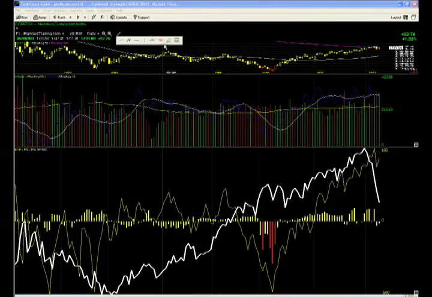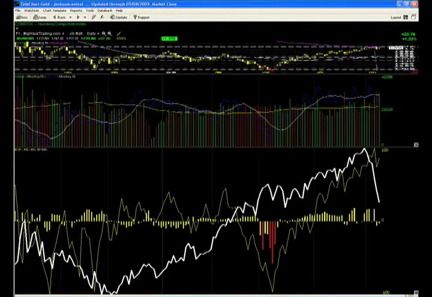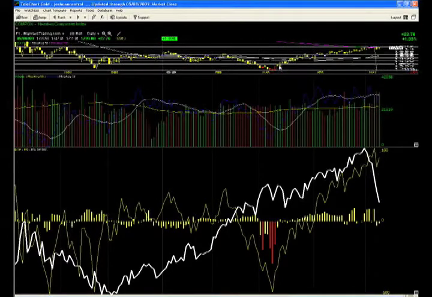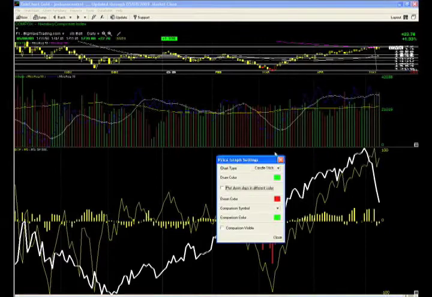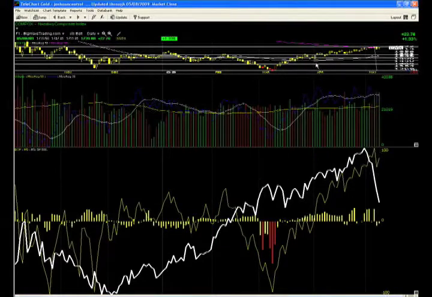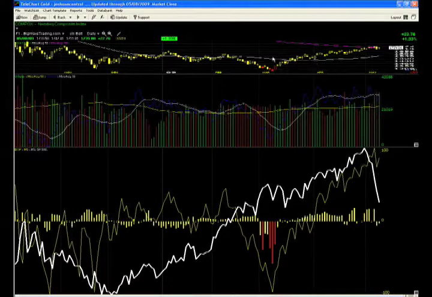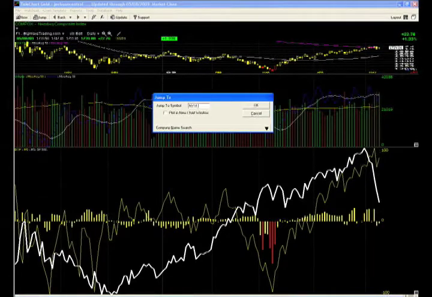Actually, let me do that again, because what I want to do now is get rid of maybe some of these if I can. Can I get rid of any of these? No, I can't. Okay, so I'm just going to get rid of them because the Fibonacci lines are not coming in how I want them to come in. Next, let's take a look at the New York Stock Exchange.